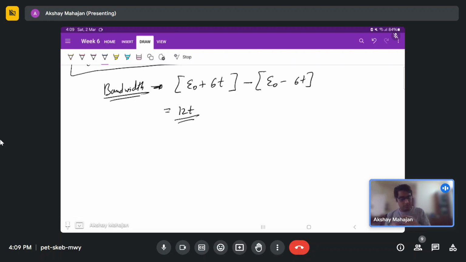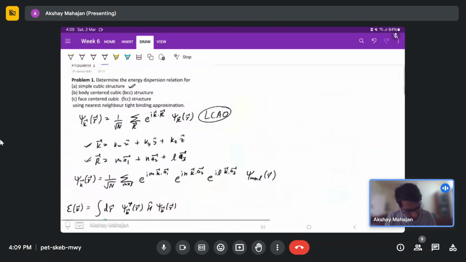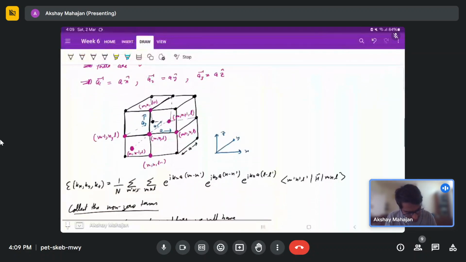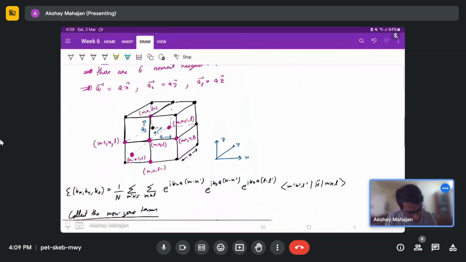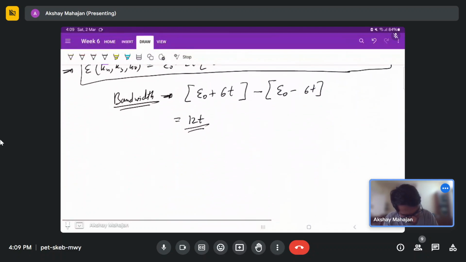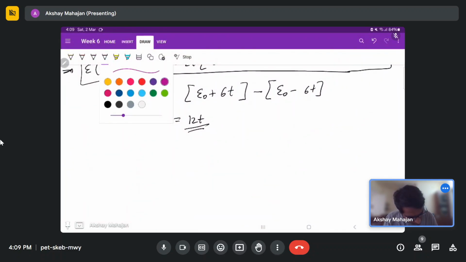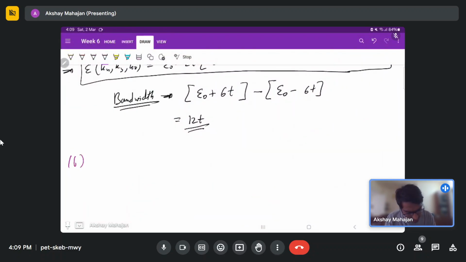Okay, so now we will start our B part. Let me just check. We did the A part. Alright, so let's start with our part B. In part B, we have to do it for the body centered cubic, BCC.